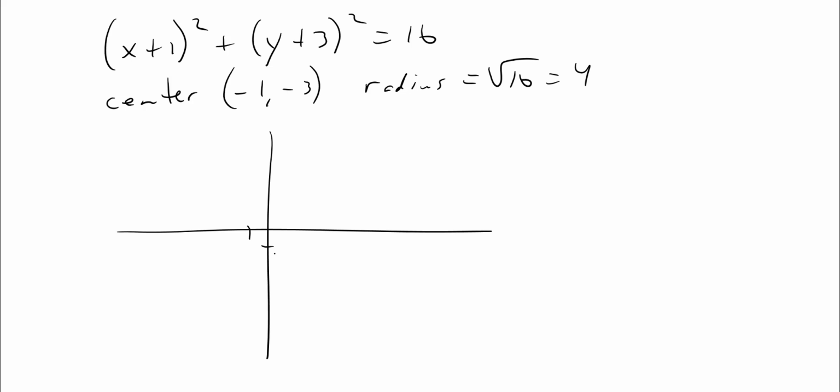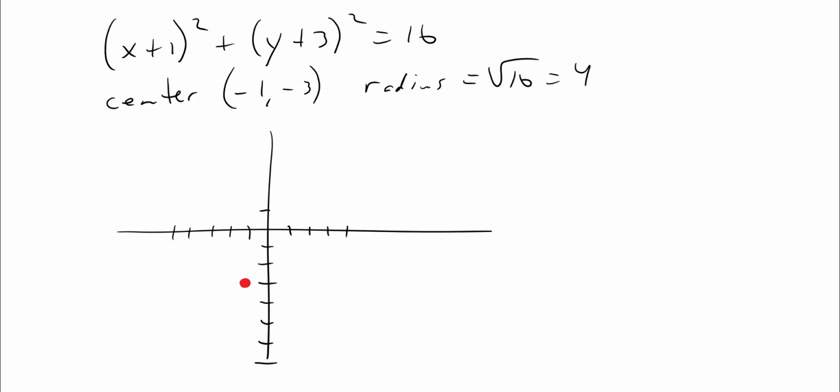Negative 1, negative 3. So I'm going to put my center point in right here. And then I'm going to plot a point 4 to the right, 4 to the left, 4 up, 4 down. So I need to put a few more tick marks here. So 1, 2, 3, 4. 1, 2, 3. And you just need to put 1 there and then 4 down.